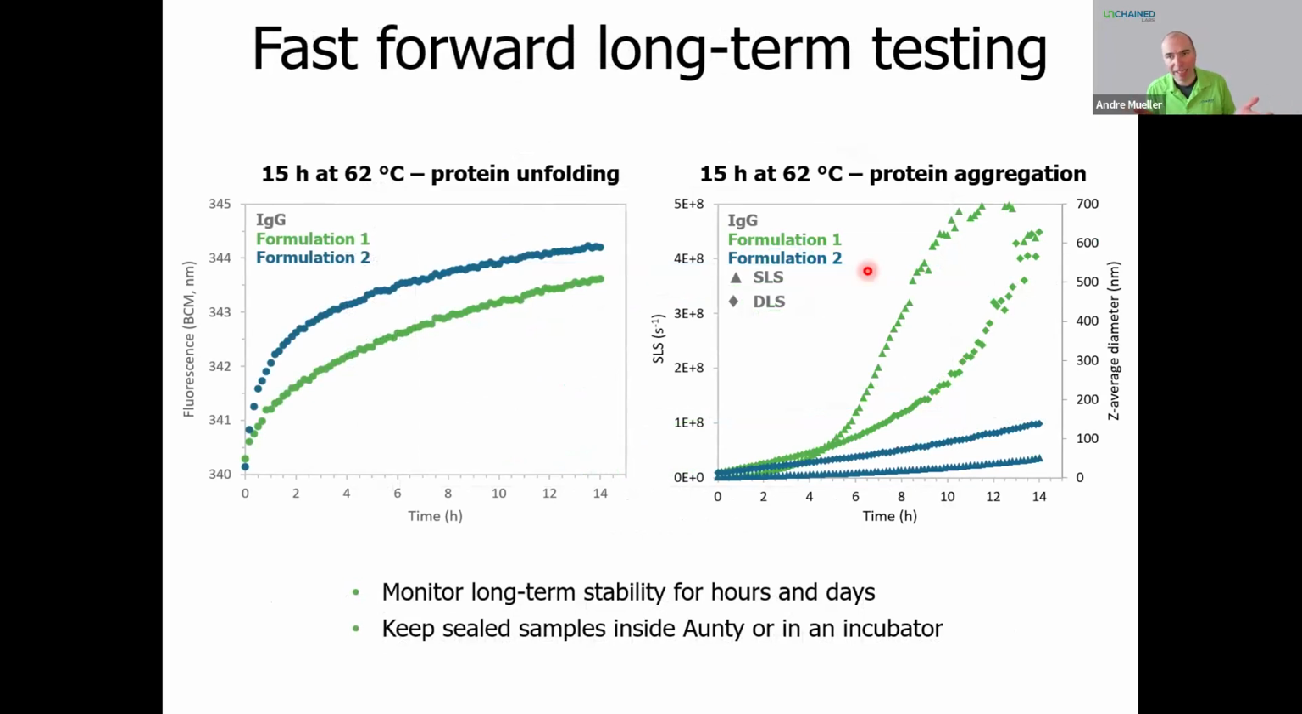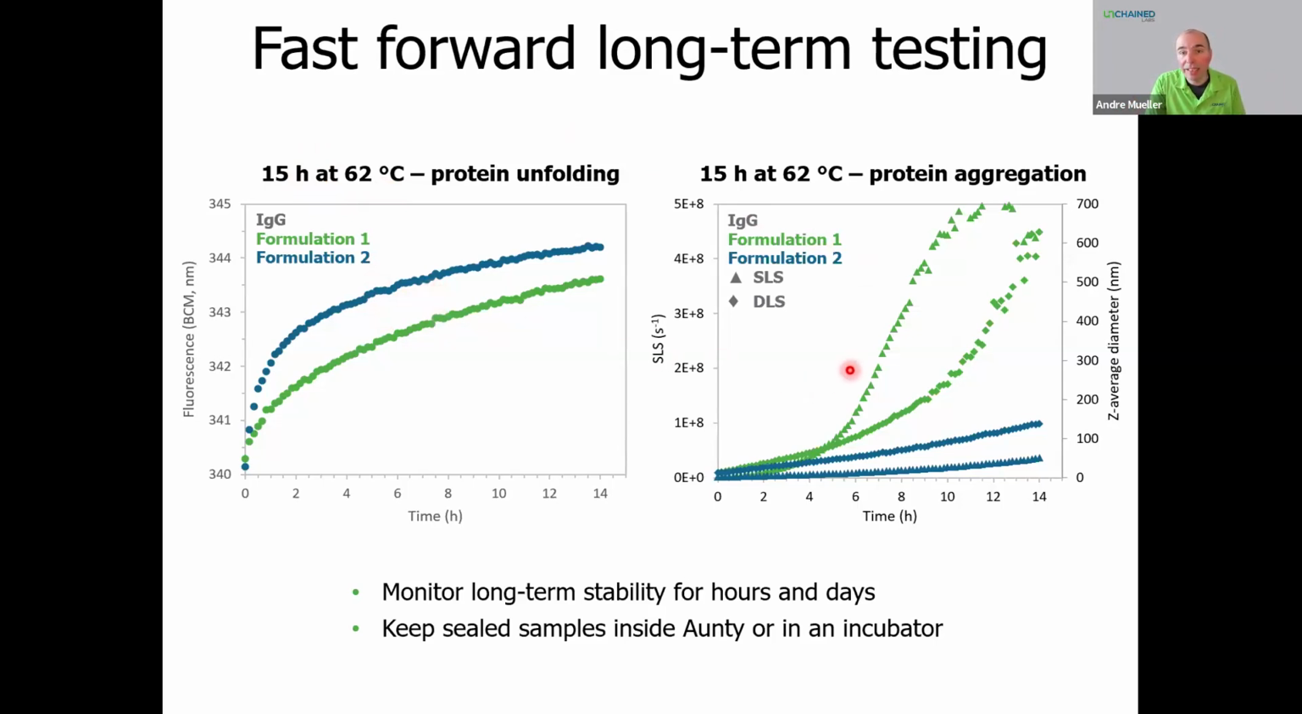Long-term testing or accelerated stability testing or storage testing is something that people normally put off till the very end of their development of a new candidate, because you need a lot of time and large sample volumes. Now, in Aunty, you can access this with only 8 microliters of sample. And here in this case, we look at an IgG that we stored at 62 degrees Celsius over 15 hours. The left panel looks at the protein and looks at the fluorescence, so a metric of the protein unfolding, and we can see that the unfolding proceeds more quickly in formulation blue than it does in formulation green.